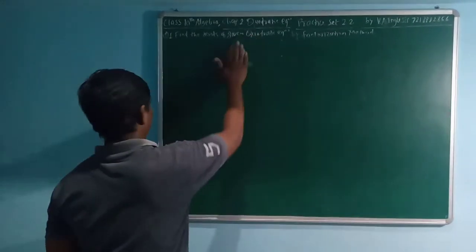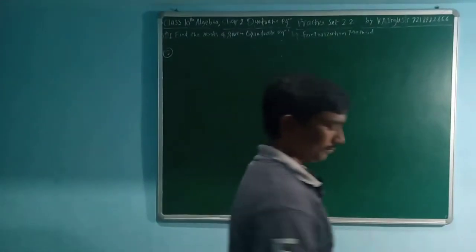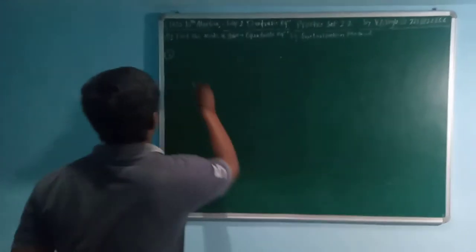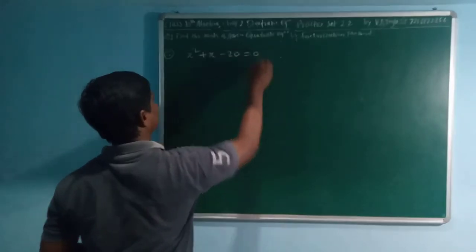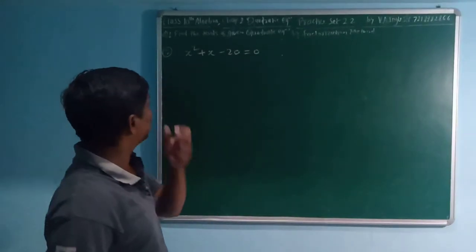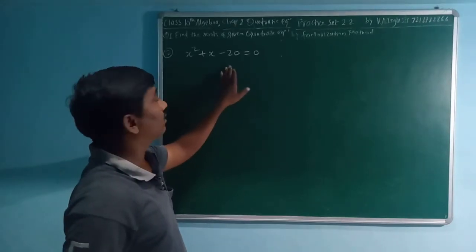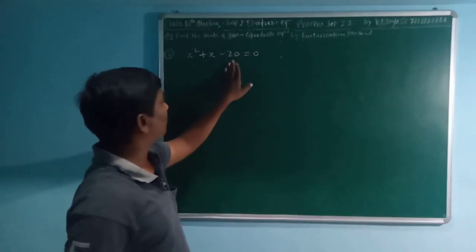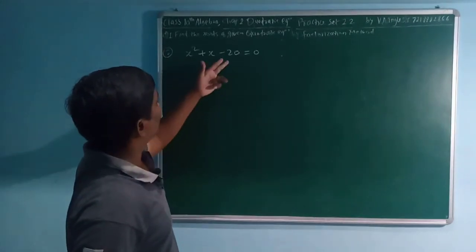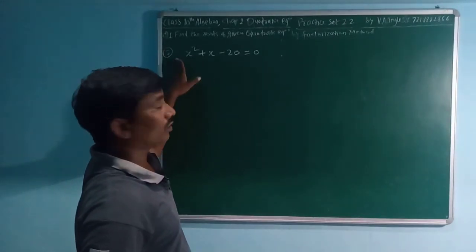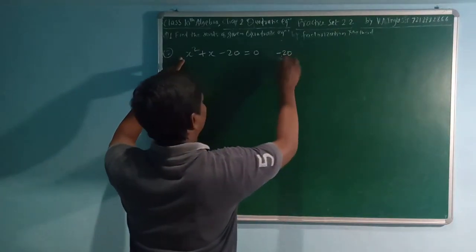Question 2 is x square plus x minus 20 equals 0. Now again, in a similar way, first see whether the given quadratic equation is in the general form or not. So this is the general form of a quadratic equation. Now go for the constant and coefficient product. So minus 20 into 1 will be minus 20, and factorize minus 20.